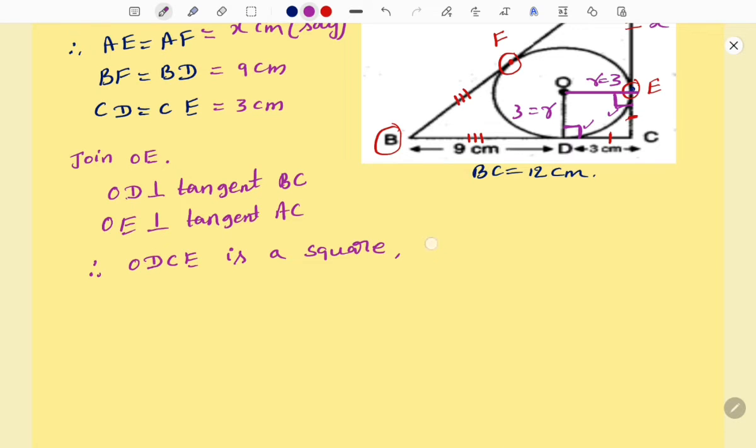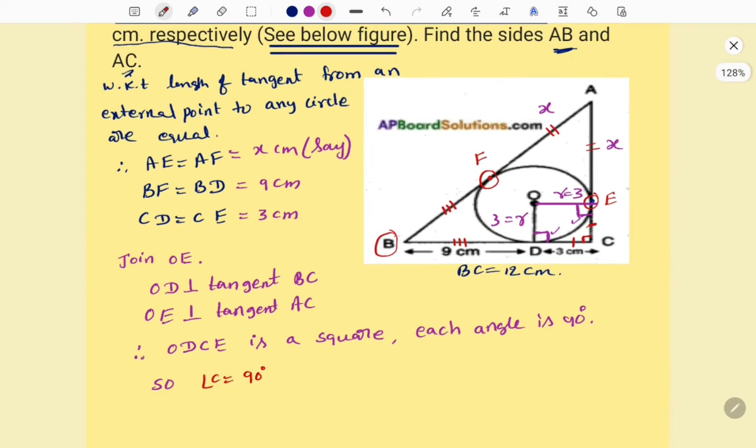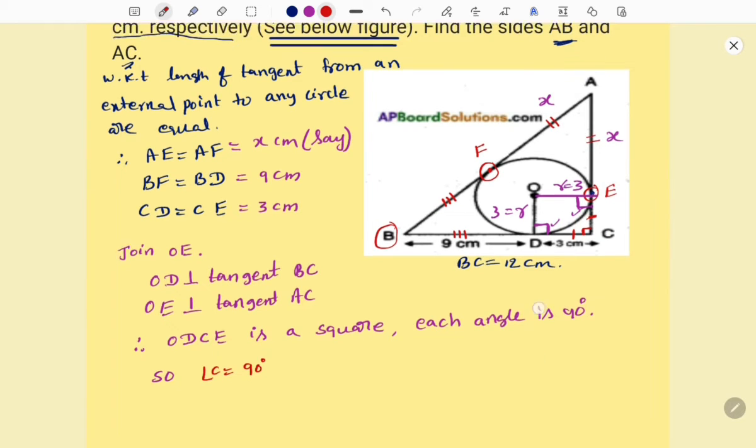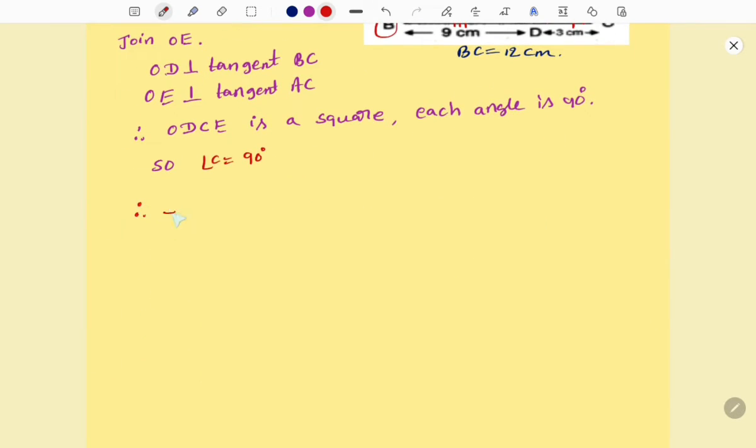In a square each angle is 90 degrees. So how much is angle C? Tell me. Angle C is equal to 90 degrees. Now in triangle ABC, angle C is 90 degrees. Therefore ABC is which triangle? A right angle triangle. Therefore triangle ABC is a right angle triangle.